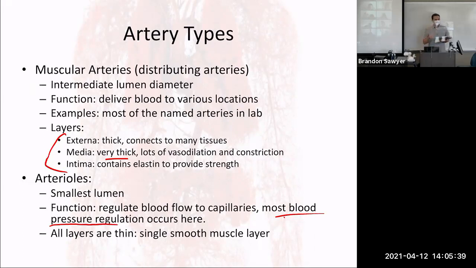So when someone gets a bee sting and goes into anaphylactic shock, their blood pressure drops drastically because they get lots of vasodilation. These arterioles are the ones that have the most impact on that. Partially it's because there are so many of them, they're so small, and there's a lot of blood in all of these together. But they also have a lot of room to change size because they have so much smooth muscle.